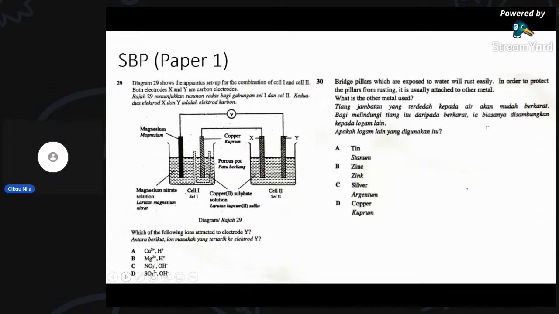Okay, question 29. If you see, it's a combination of cell 1 and cell 2. Both electrode X and Y are carbon electrode. So you already got the clue over here. X and Y are carbon electrode. So if it's a carbon electrode, it's an inert electrode, and this is supposed to be the electrolytic cell.